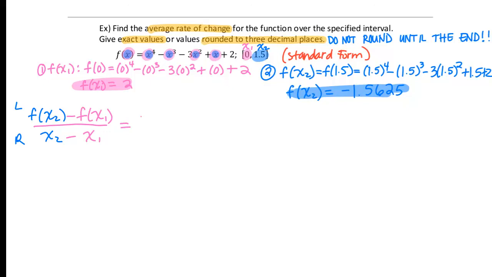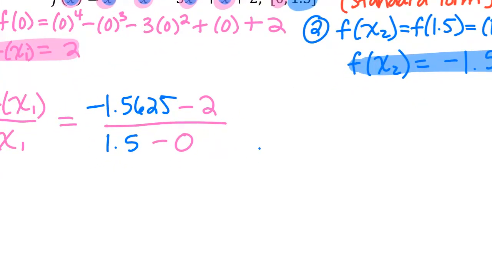Okay, ready? So for f of x2, Alondra, tell me what I put for f of x2. Negative 1.5625 minus 2. Thank you. Over the denominator now, blank minus blank. Natalia? 1.5 minus 0. Good. All right, and those four numbers came from here. F of x2 minus f of x1 over x2 minus x1. And then you basically just do calculator work from now.